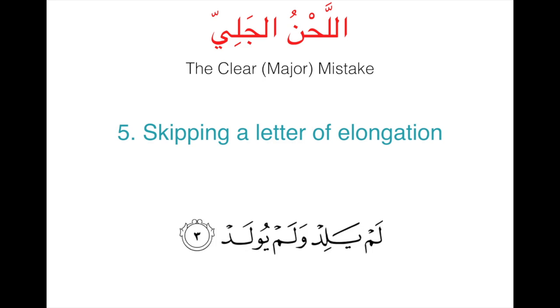Continuing on, number 5, skipping a letter of elongation. So what are the letters of elongation? For those of you that don't know, it is alif, waw, or ya. So here we have the elongating waw. Lam yalid wa lam yulad. Some people say lam yalid wa lam yulad, not pronouncing that waw, not stretching the sound of the dhamma. Okay, so we need to be mindful of that. Lam yalid wa lam yulad. 2 beats, no more, just 2 beats.